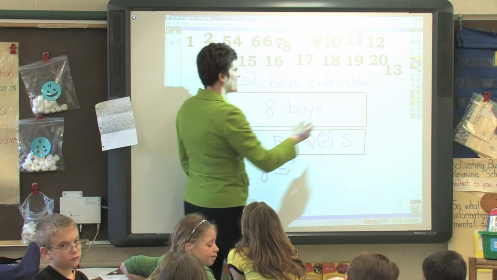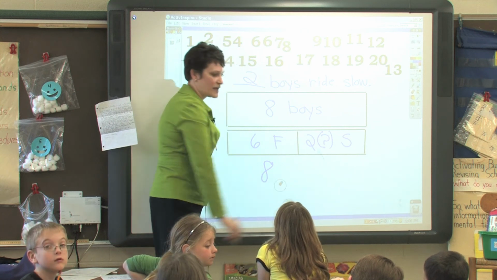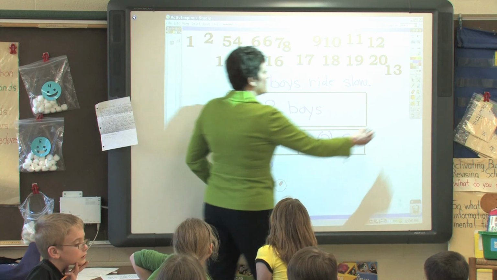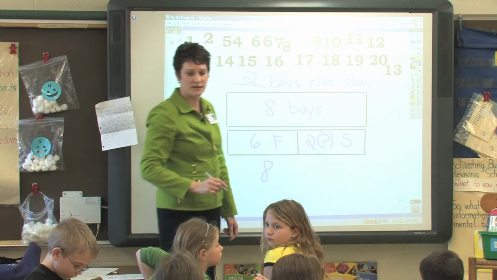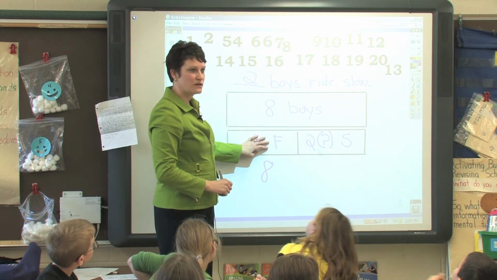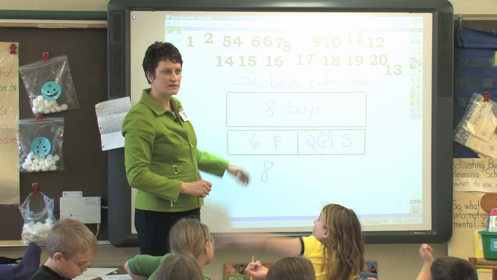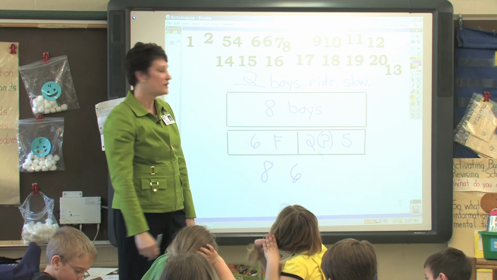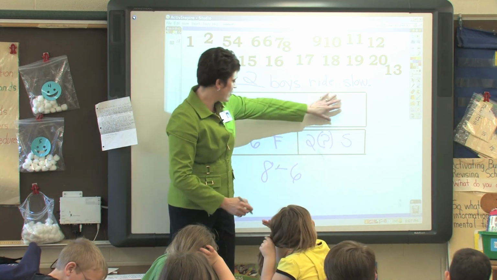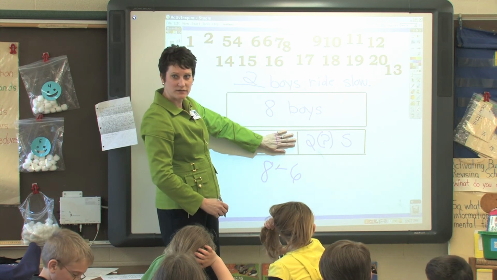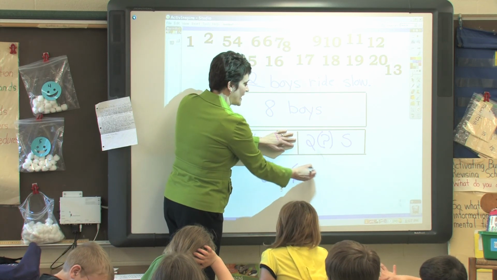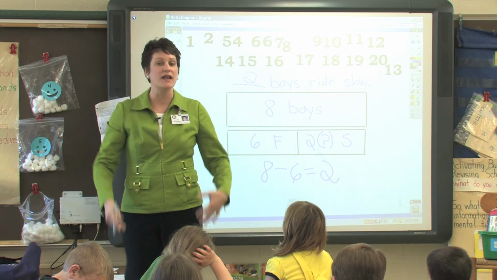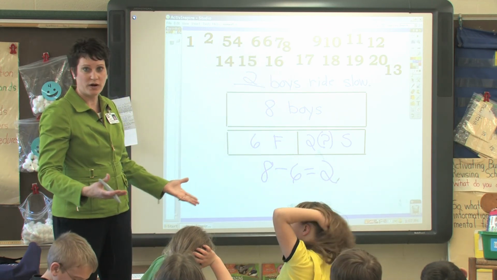Okay, let's start here and let's read our story as we go. We have 8 boys riding a bike, right? And 6 ride fast. So what are we going to do with that 6? What did we do? Yeah, we took this 8 boys and we took 6 of them away. And then how many did we have left, class? 2. So this is the equation that matches our story.